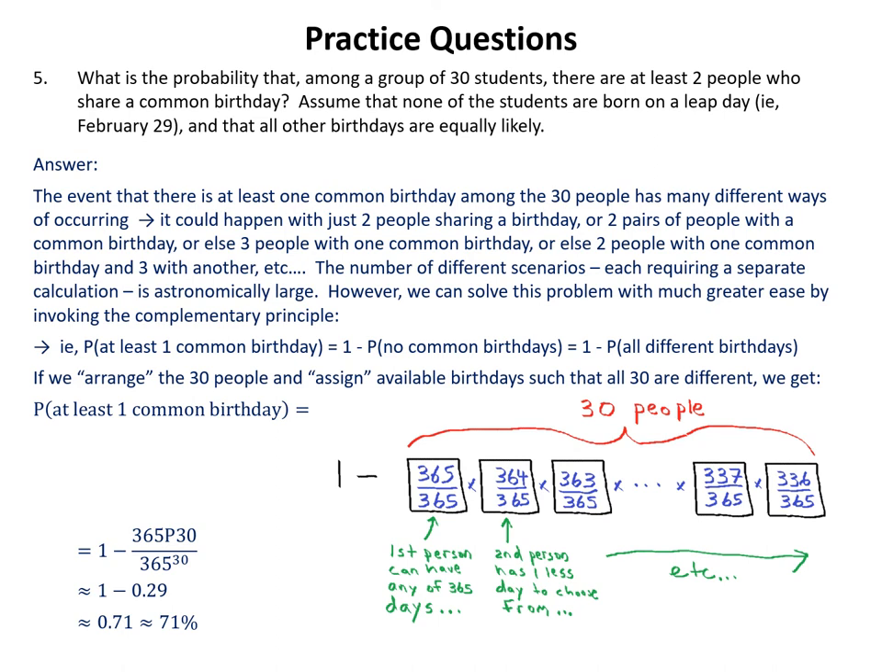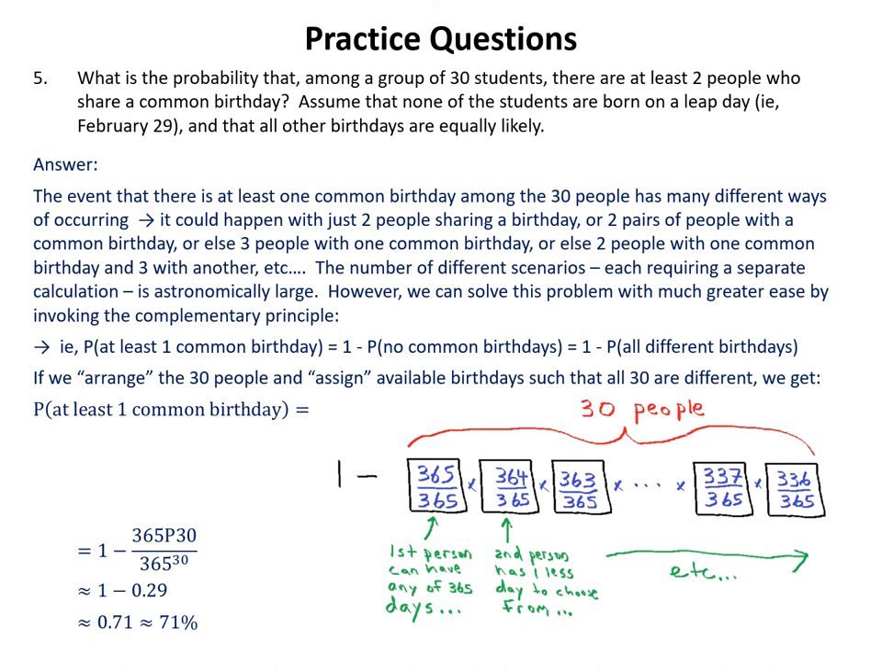Now, the event that there is at least one common birthday among the 30 people has many different ways of occurring. So for example, we could have just 2 people out of the 30 sharing a birthday and no other common birthdays. Or we could have 2 pairs of people with a common birthday. Or we could have 3 people with 1 common birthday. Or we could have 2 people with 1 common birthday and 3 with another, et cetera, et cetera. And as it turns out, with a total of 30 people, there's a very, very large number of different scenarios that we would need to consider separately. So that would become a problem of astronomically large scale of difficulty.